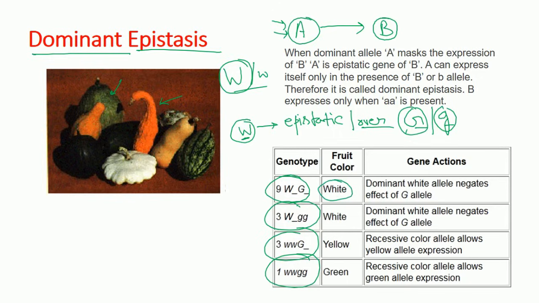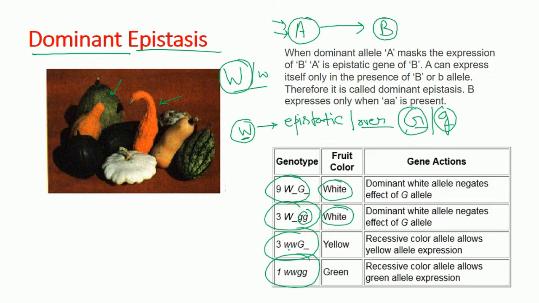3 out of 16, they have again one capital W at a locus, and the second locus they have small g, small g. Again, as capital W is still present, it will not allow the effect of small g, so no color will be added. The fruit color will be white.